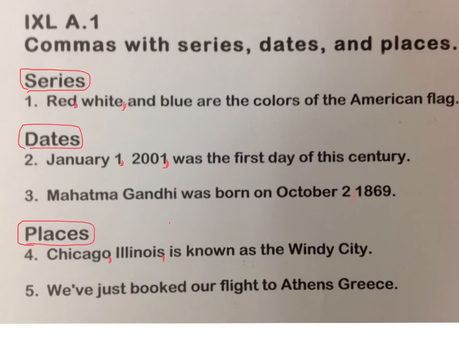So it reads like this. Chicago, Illinois is known as the Windy City. Now you wouldn't need this one if it's at the end of the sentence, of course. Number 5, we've just booked our flight to Athens, comma, Greece. And we don't need one after Greece because there's a period.